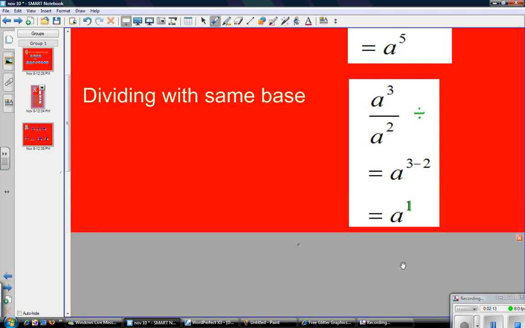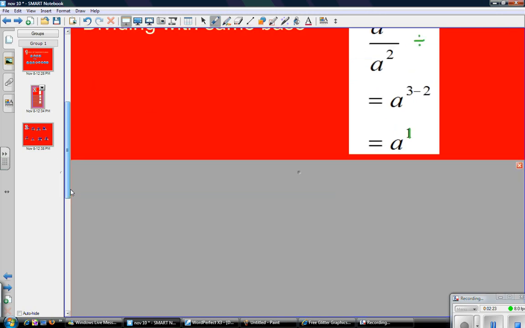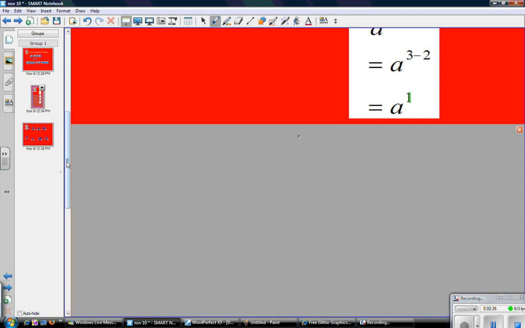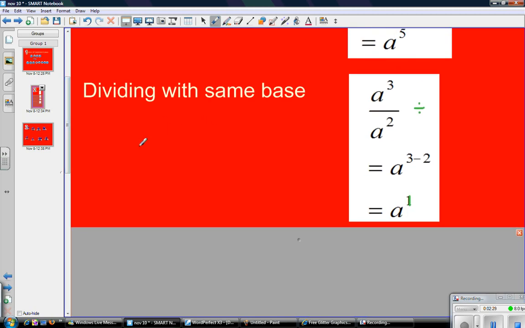Now remember, what they do sometimes in your book is we don't often put the 1 here, and you don't have to either, but it's understood that it's there whether or not you show it or not. So dividing with the same base, we're going to subtract the exponents.